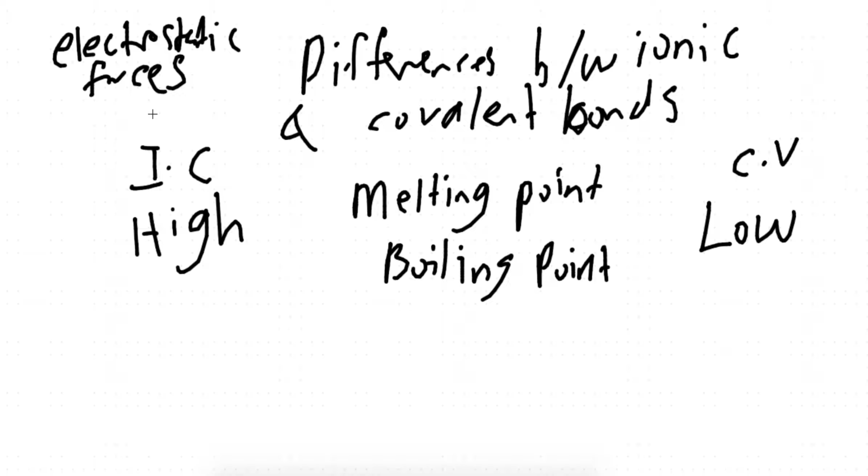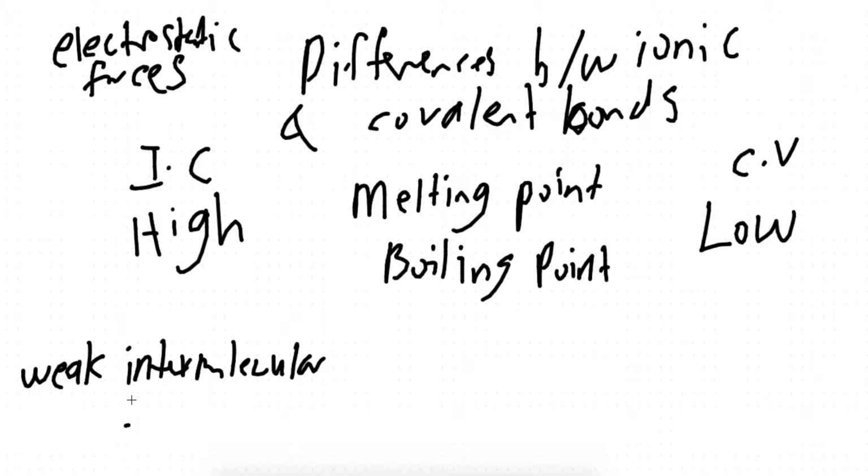In terms of covalent bonds, they have a low melting and boiling point. This is because covalent bonds have weak intermolecular forces, which are called van der Waals forces. We talked about this in group 17, the halogens. So, covalent bonds have weak intermolecular forces, and only a small amount of heat is required to break them up. So that's the first property I wanted to talk about.